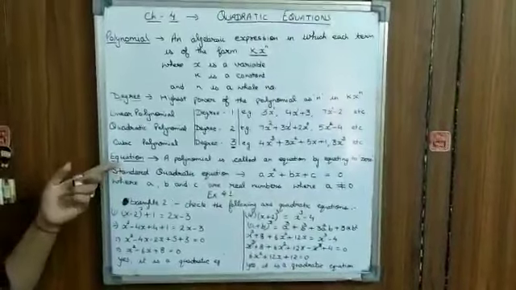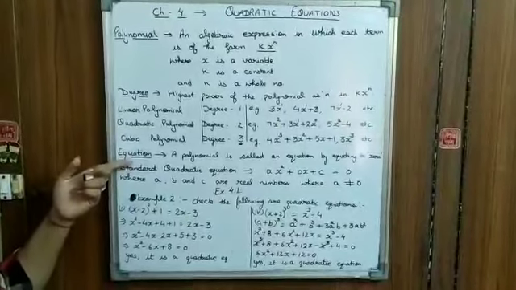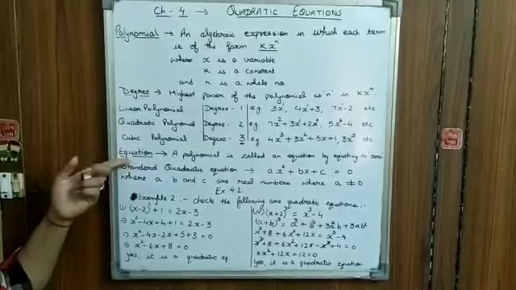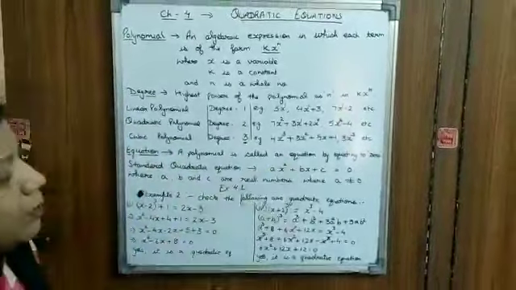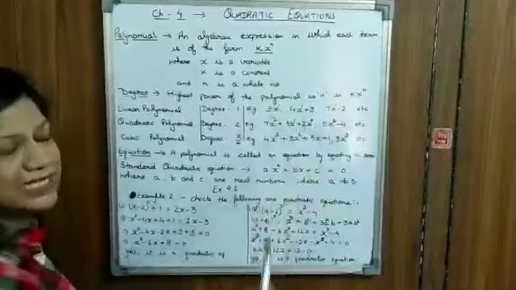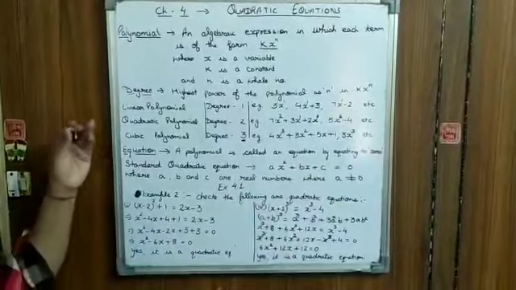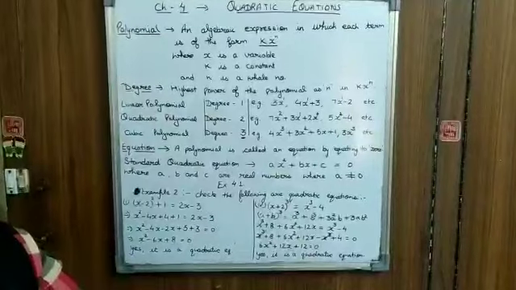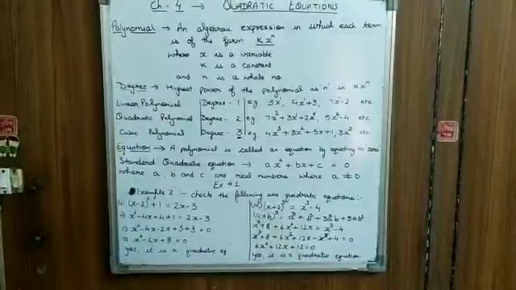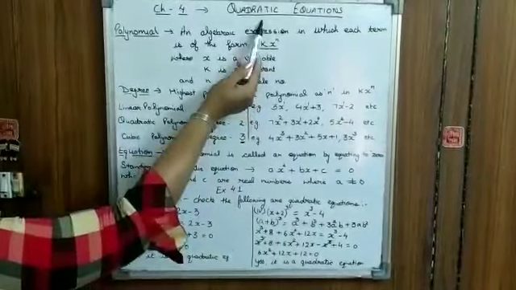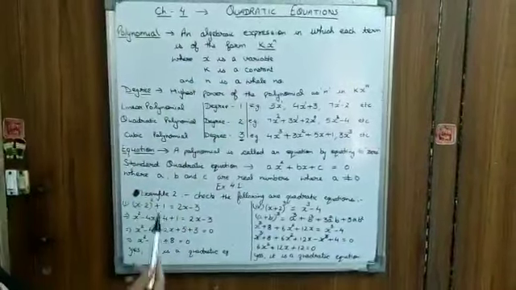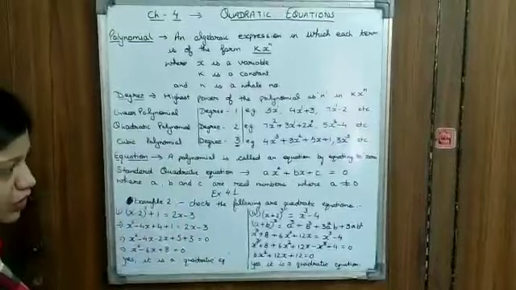Now let's come to the next topic, equation. Because today we are going to study about equations. Equation: a polynomial is called an equation by equating it to 0. Whenever we are keeping a polynomial and equal to something, then it is called an equation. Let's study the standard quadratic equation because our topic is quadratic equation. So today we are going to study about the quadratic equation.